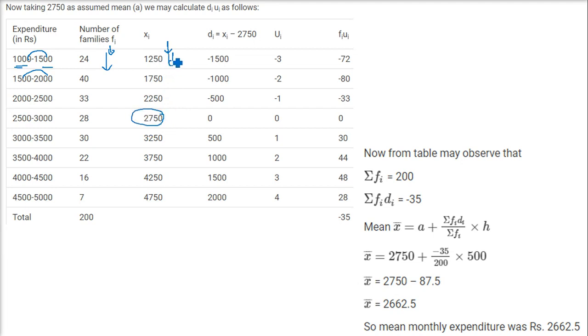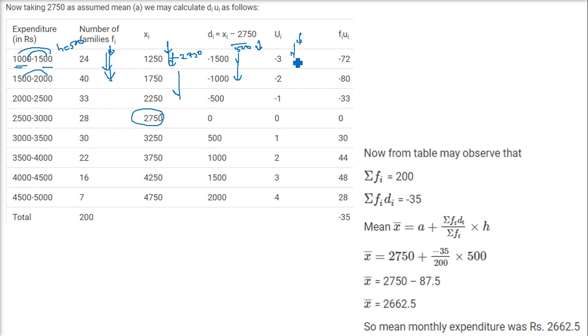Now subtract 2750 from all the values of this column. You get this. Now this is again a higher number, so we can take the interval, that is 500. H is 500. Divide all the values by 500. All this column value, you get ui. Now it will be easier to multiply.